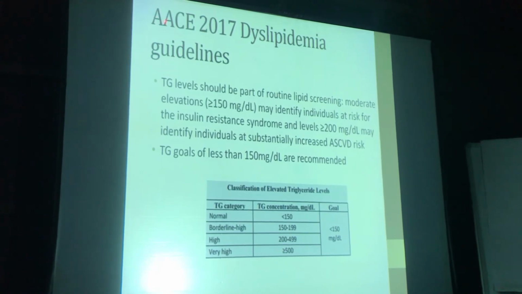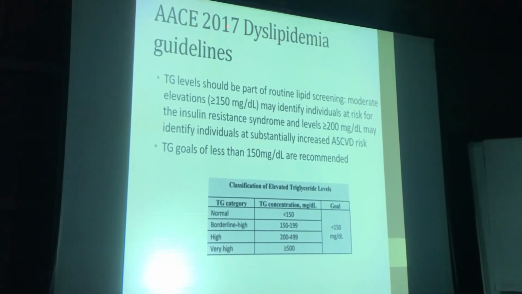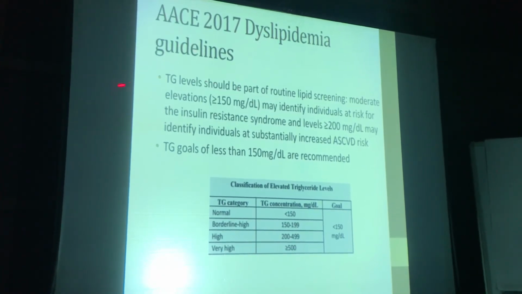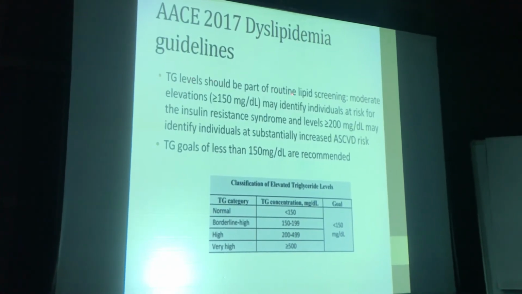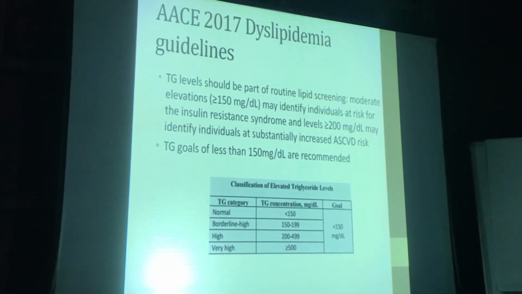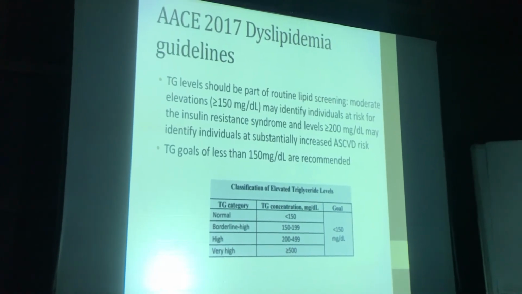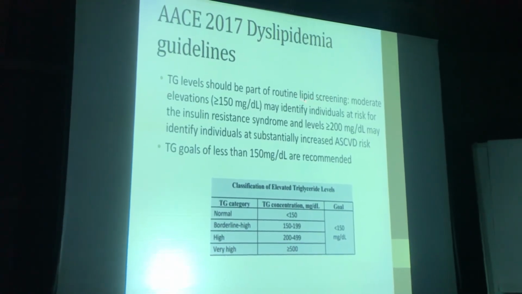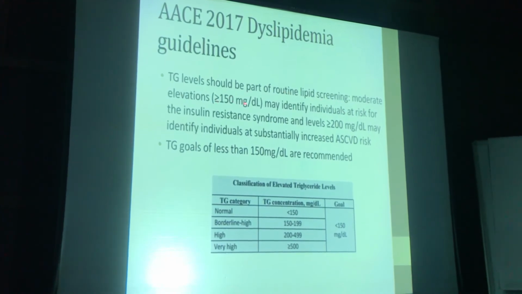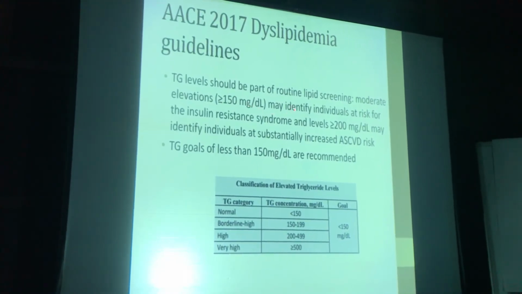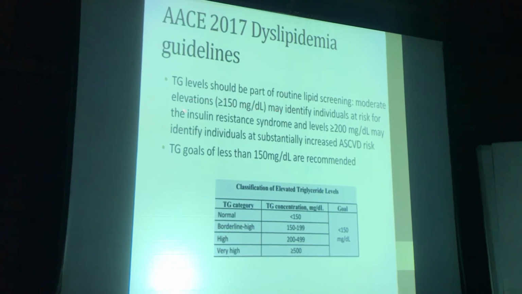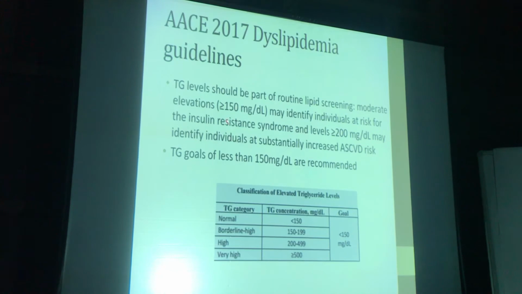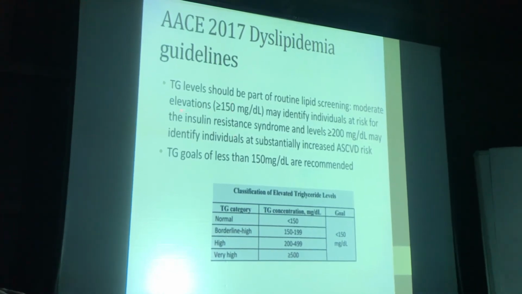The American Association of Clinical Endocrinologists 2017 has given dyslipidemia guidelines. Triglyceride should be part of routine lipid screening, along with the non-HDL cholesterol, at least once a year. A moderate elevation, more than 150 milligrams percent, may identify individuals who have insulin resistance, because people with insulin resistance will have higher triglyceride, so it becomes a sort of marker for insulin resistance.